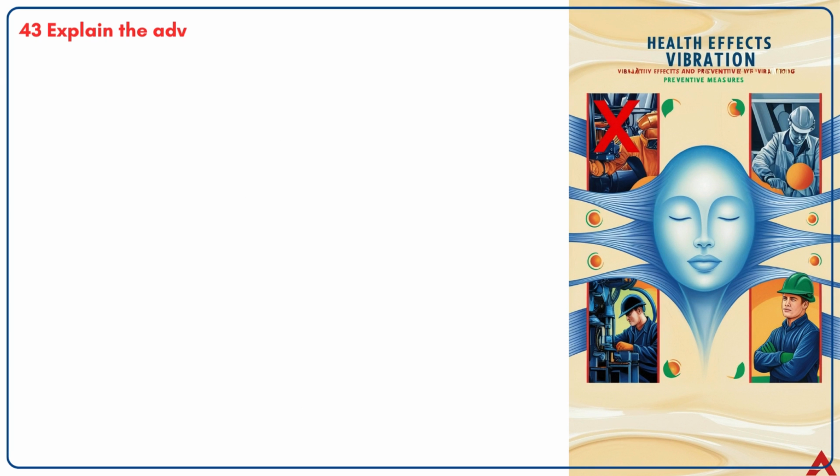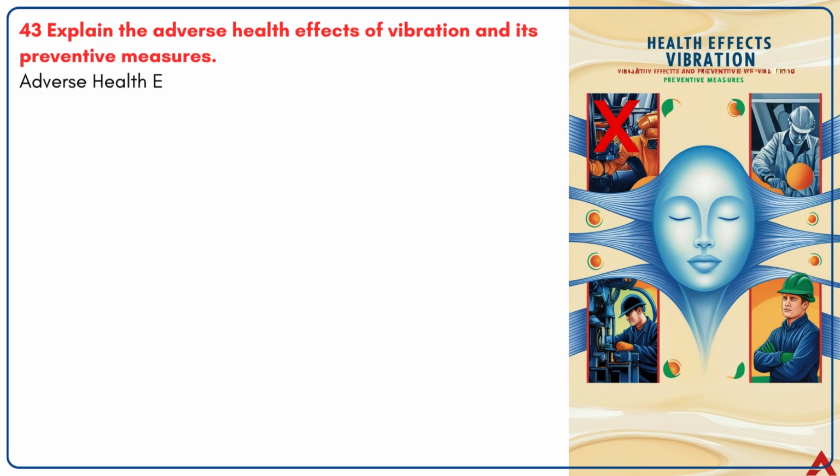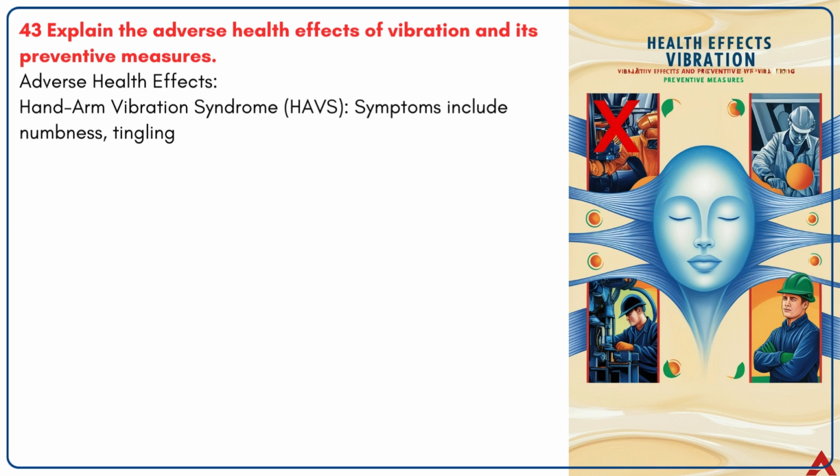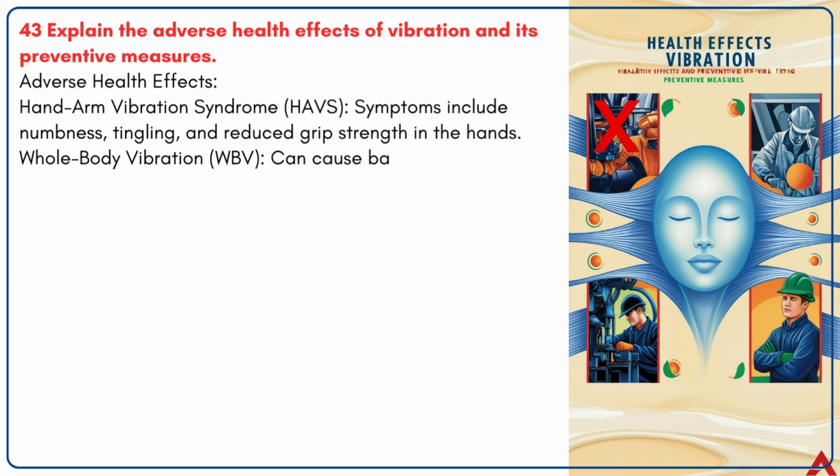43. Explain the adverse health effects of vibration and its preventive measures. Adverse health effects. Hand-arm vibration syndrome. HAVS symptoms include numbness, tingling, and reduced grip strength in the hands. Whole body vibration. WBV can cause back pain, digestive issues, and circulatory problems.